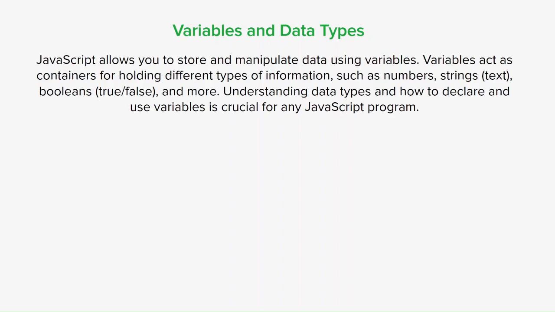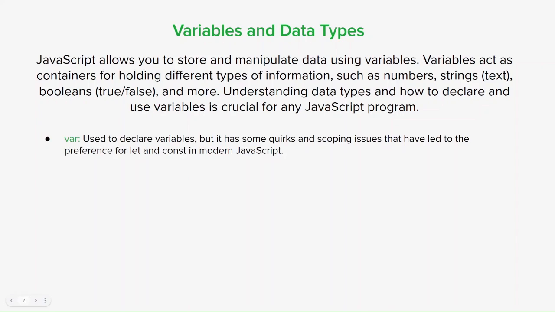So let's talk about one of the most important concepts of JavaScript, which is variables and data types. JavaScript allows you to store and manipulate data using variables. Variables act as containers for holding different types of information like numbers, strings, booleans, and lots more. Understanding data types and how to declare and use variables is crucial for any JavaScript developer.